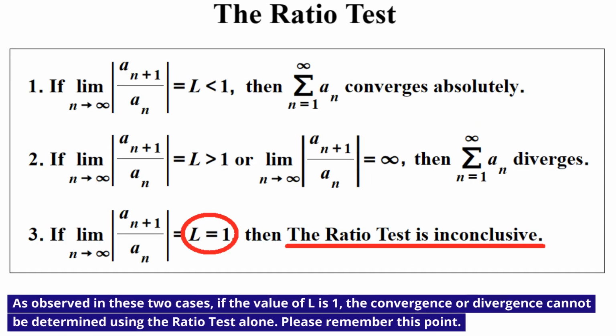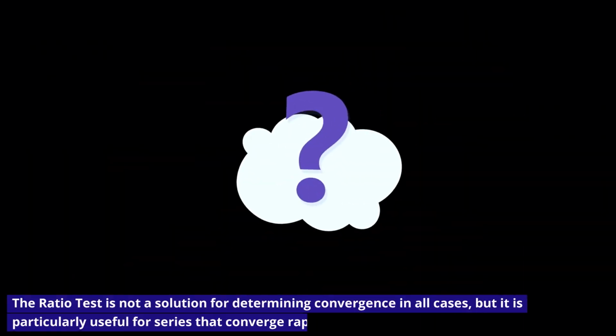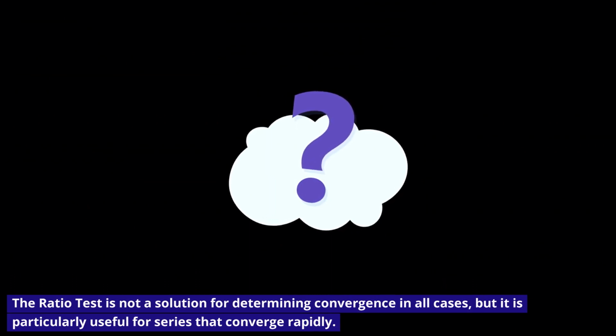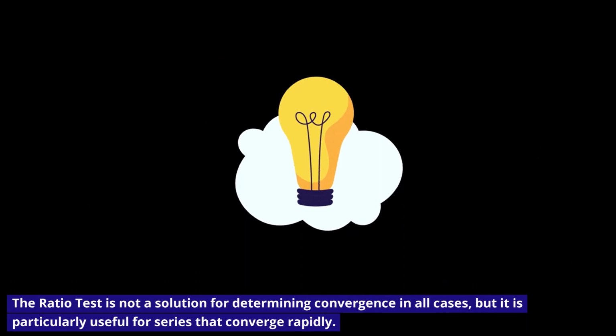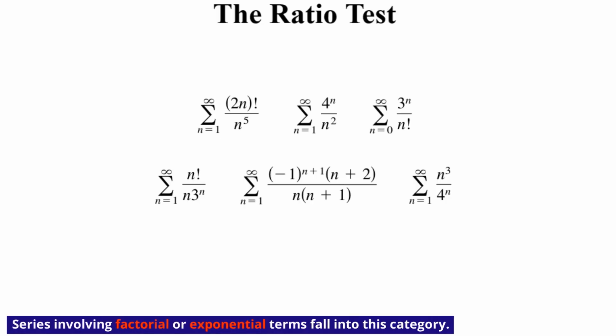As observed in these two cases, if the value of L is 1, the convergence or divergence cannot be determined using the ratio test alone. Please remember this point. The ratio test is not a solution for determining convergence in all cases, but it is particularly useful for series that converge rapidly. Series involving factorial or exponential terms fall into this category.